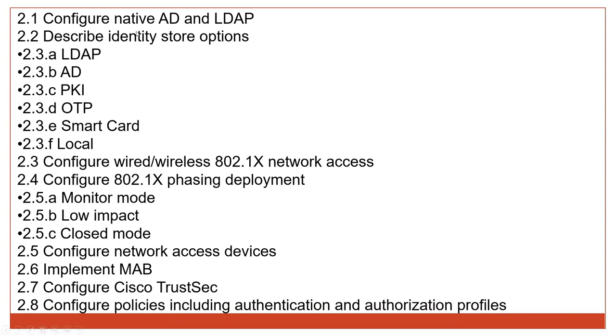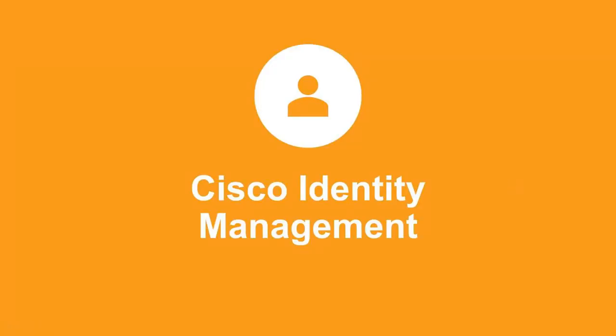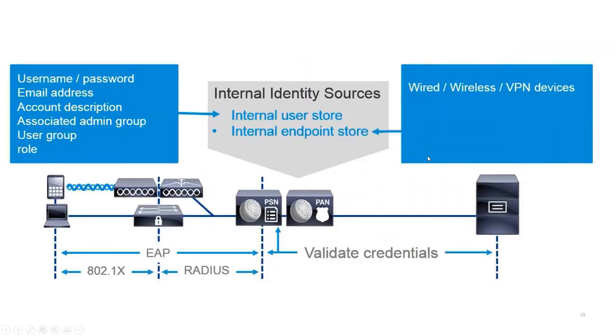What are the topics we have? How we can integrate with AD, LDAP, meaning we have to do the configuration. We have a lab. Understand the different types of stores like LDAP, AD, PKI, OTP, etc. Then do the configuration for wired and wireless deployment. Again, this section is quite big, but it's very important that we understand each and everything in this section. So let's first understand what types of identity stores we have.